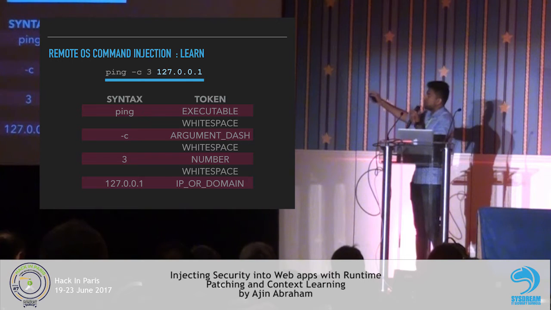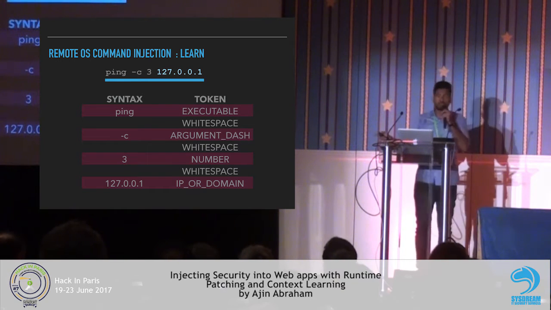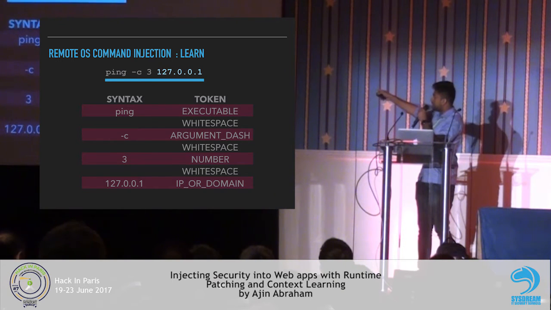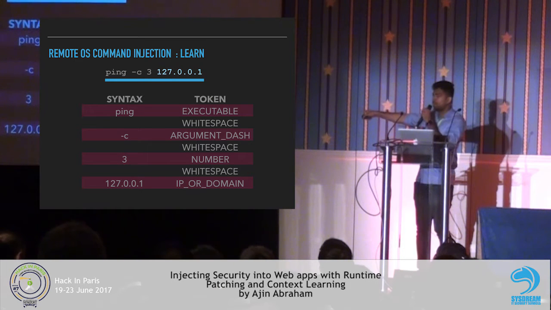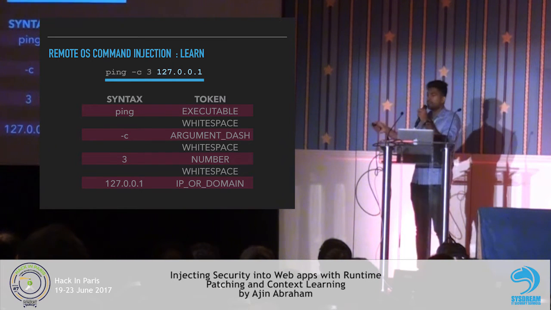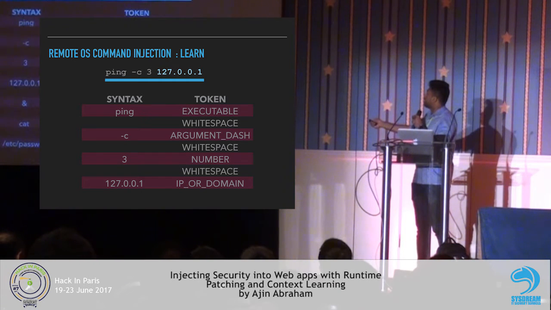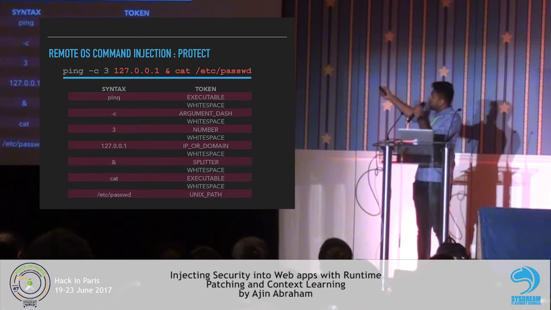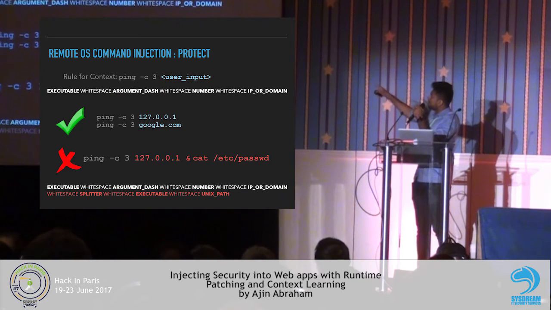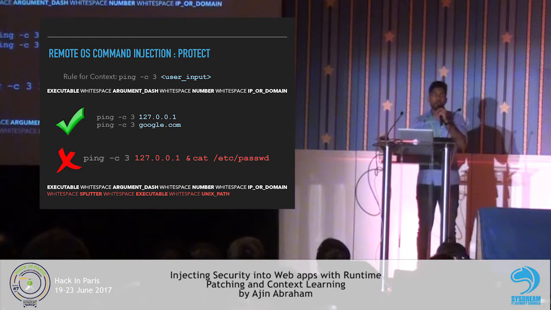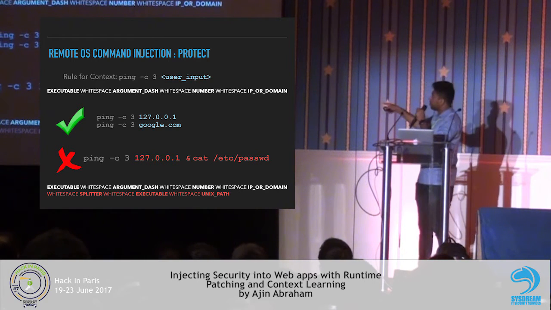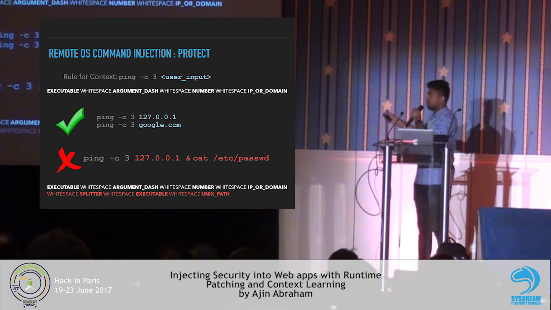It all depends upon how you designed your lexer as well. So this lexer is a little bit intelligent. It can actually identify the localhost IP as an IP or domain. So even if you give a domain there, it will still classify it as an IP or domain. And the moment you give a different command which alters the structure, it will block. So for the context ping -c3 user input, it will allow you to have ping -c3 127.0.0.1 or Google or any other thing. The moment you try to inject an alternate command, it will block you.